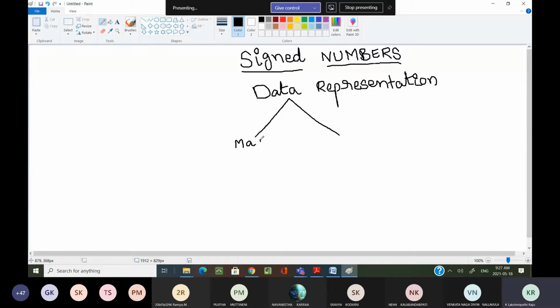One is magnitude, the second one is complements. Magnitude way of representation, the second way of representing is complement representation.